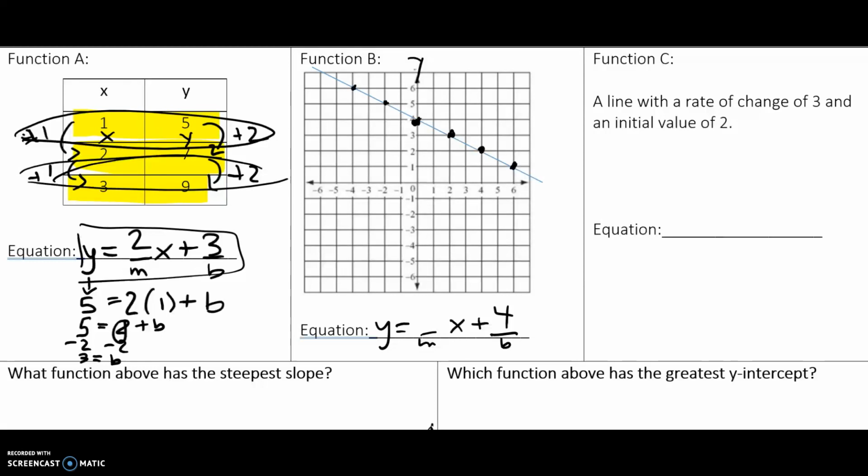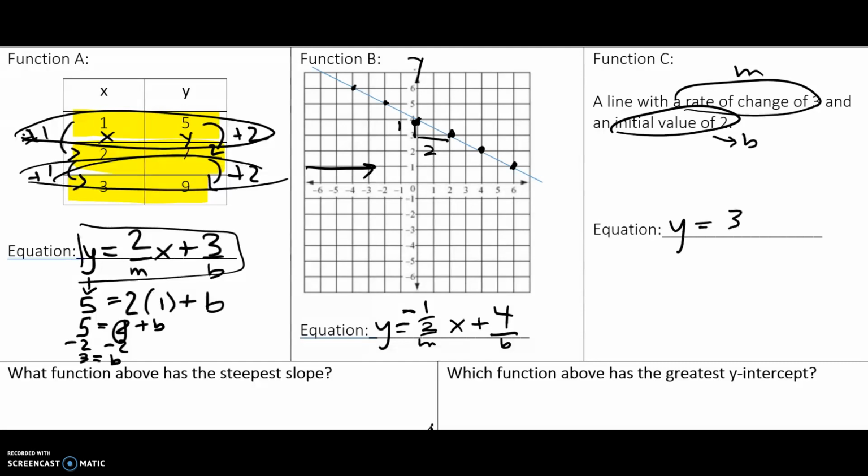So I can already tell this is a negative slope. I would be falling down this hill, sledding down this hill as I go from left to right. So let's see, I go down 1 and right 2. My rise is negative 1. My run is 2, so this is negative 1 over 2. Finally, a line with a rate of change, that's my m, of 3, and initial value, that's my b, is 2. So y equals 3x plus 2.